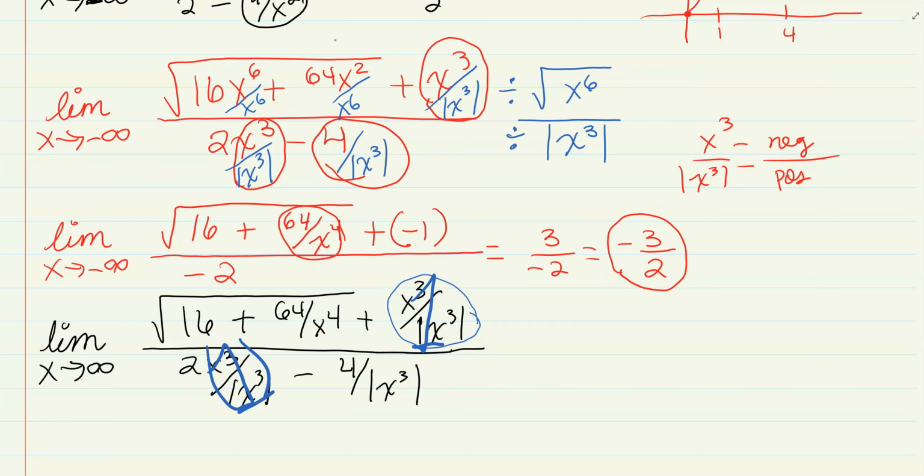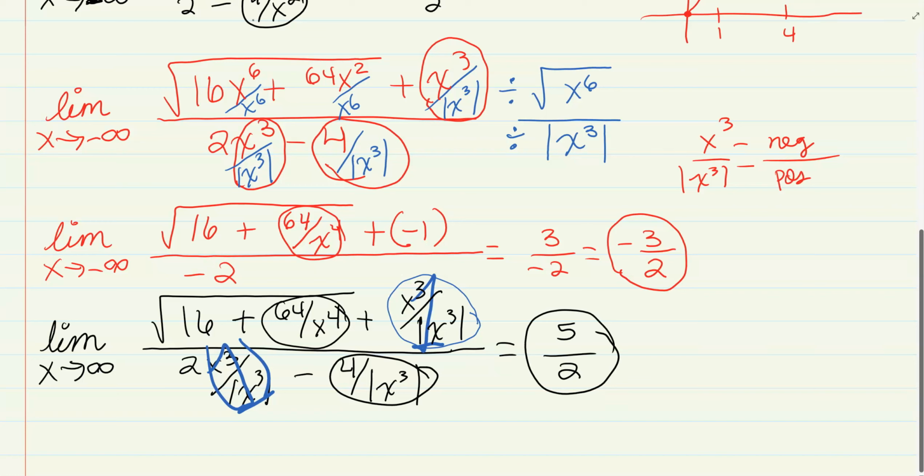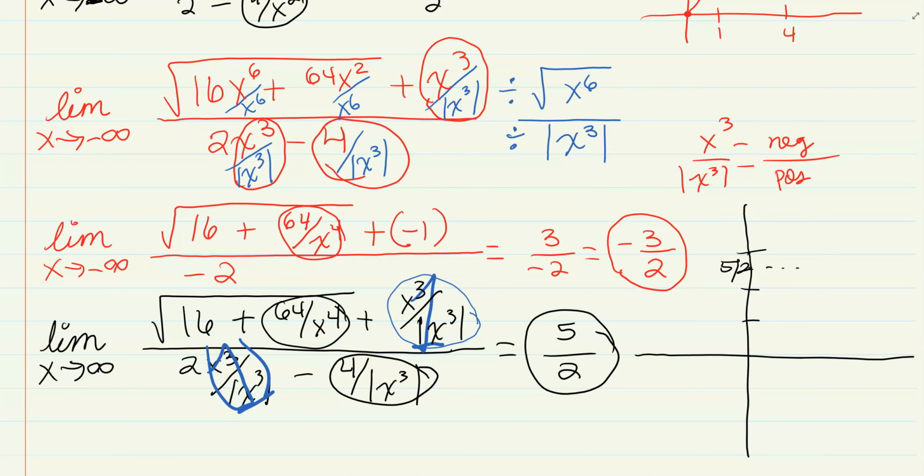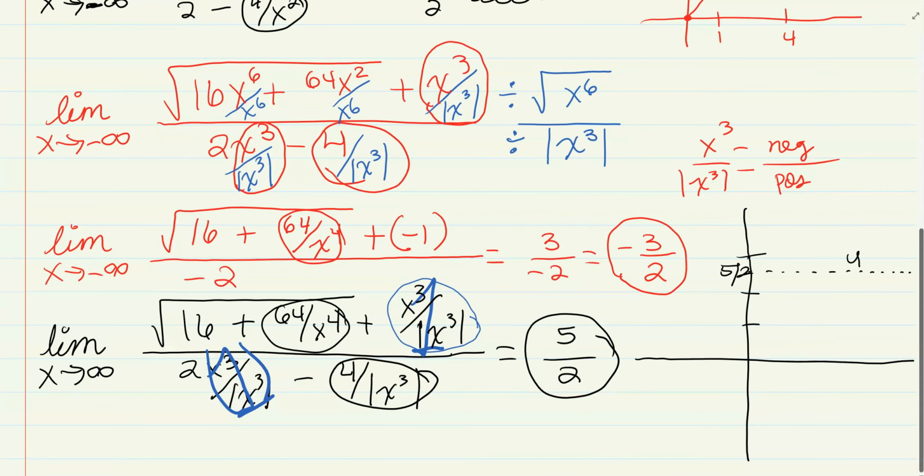So what you will have here is, on the numerator, this is going to go to 0. So you'll have square root of 16, which is 4, plus 1, which is 5. And then on the denominator, this is going to go to 0, and you will have 2, right? So when you're looking at the graph of this, on the right-hand side, let's say this is 1, 2, 3. This is 5 over 2 right here. On the right-hand side, you have y equals 5 over 2 being your horizontal asymptote.